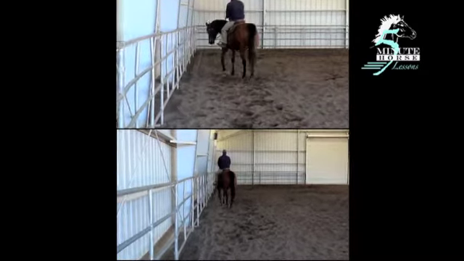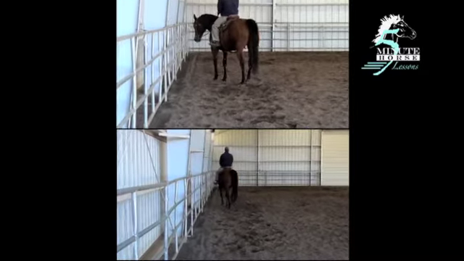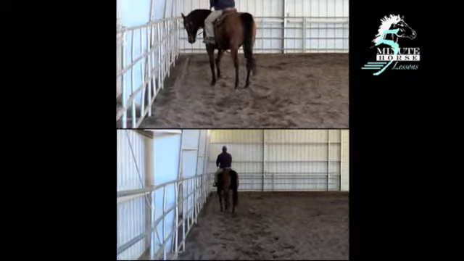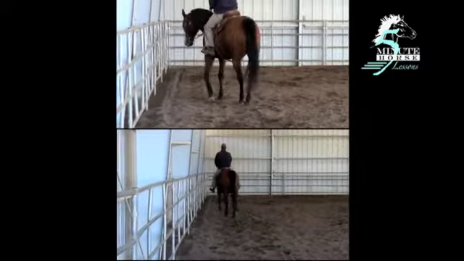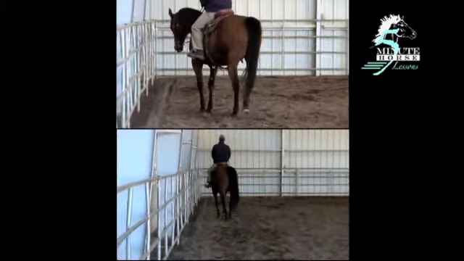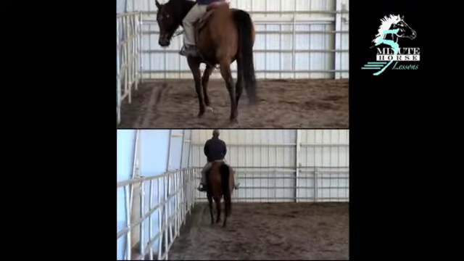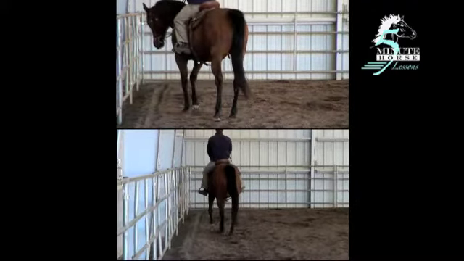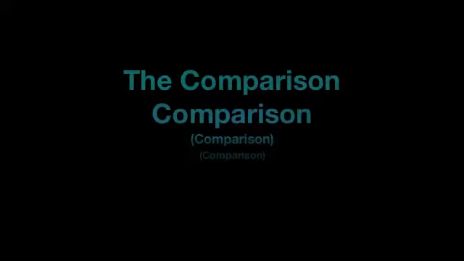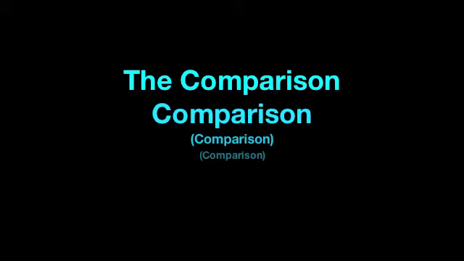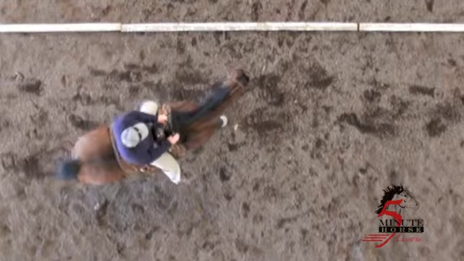The leg yield versus a two-track can be a confusing concept for riders because in both of these examples, the hindquarters or haunches are in. Here, the top footage is a leg yield along the rail, and the bottom footage is a two-track. The difference between the leg yield and the two-track is how you manage the bend of your horse.